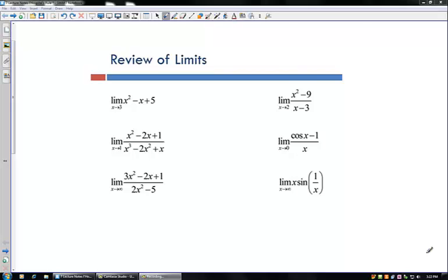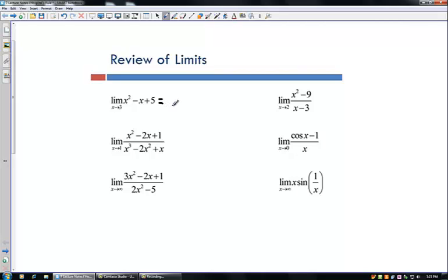So today we're going to talk about L'Hopital's rule, but before that, let's review limits, because L'Hopital's rule tells us how to take limits of certain functions. So just to remind you, what is a limit? The idea of a limit is sort of like the best guess.